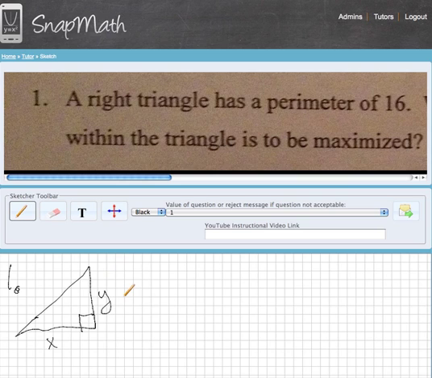So we're trying to maximize the area of a right triangle with the perimeter of 16. So P equals 16. We know from the Pythagorean theorem that the hypotenuse is going to be the square root of x squared plus y squared. So we can plug this into an equation where x plus y plus the square root of x squared plus y squared equals 16.